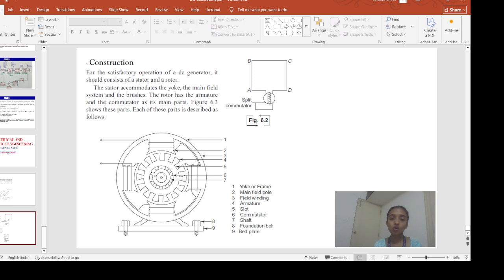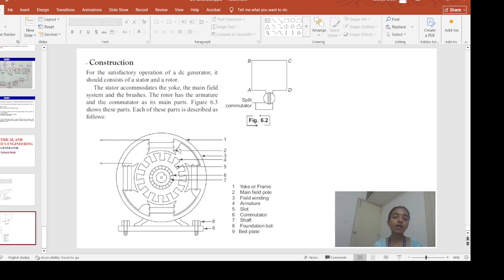Due to this commutator, it will make sure that the external circuit gets the DC supply only. So, I repeat once again, the outermost shell of this DC generator is the yoke or the frame. Its main function is to work as a protecting shield. Now, inside the yoke or frame, we have the stator or the stationary part that contains these main field poles, and they are made of silicon steel. This silicon steel material has high permeability and low hysteresis loss.